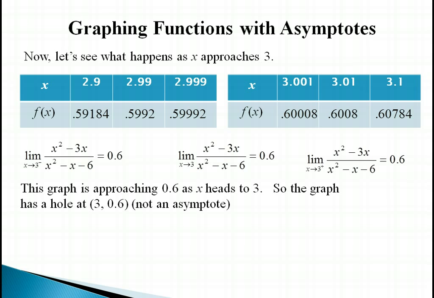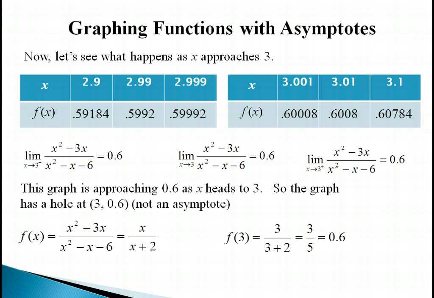Now we could have gotten 0.6 pretty easily. If we look at the simplified version of the function, it is defined at 3. So if we plug 3 into that function, we get out the 0.6, which is the missing point on the original function.